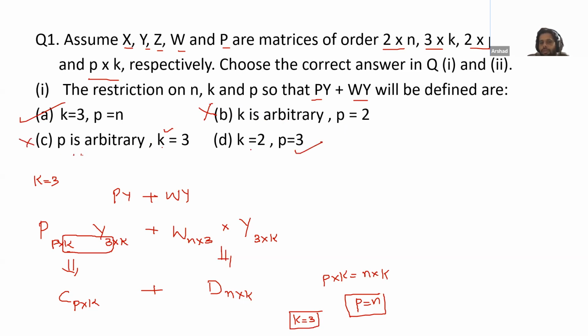P is 3. K is 2. No, not correct. P is equal to 3, we don't have this. So the correct option is A.